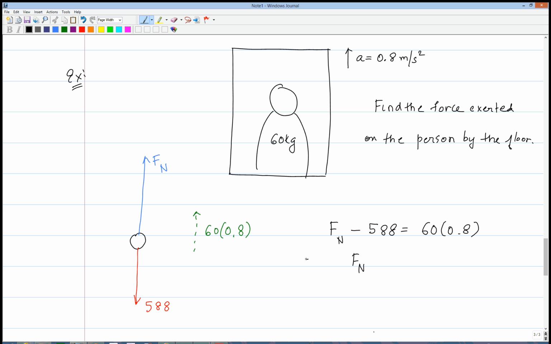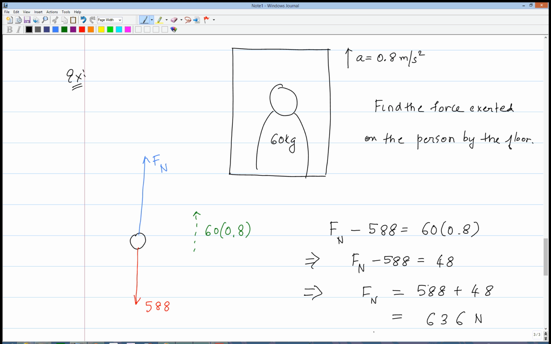Okay, and this implies that Fn minus 588 is equal to 48, and therefore Fn is equal to 588 plus 48, and this ends up giving us 636 newtons. So now let's go back to what I had originally asked about what you expected the answer to be. More than the weight, less than the weight, equal to the weight. Clearly the answer ends up being more than the weight.